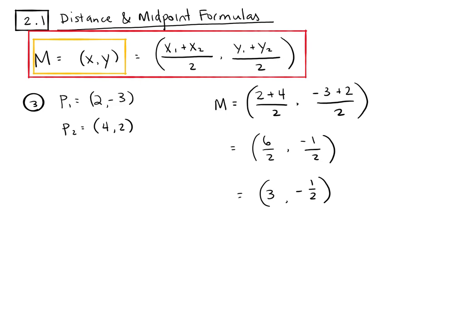And if we plotted them, we would see that that is the point right in the middle. So we can plot the 2 points. P1 is at 2, negative 3. P2 is at 4, 2. And if we sort of think about where the midpoint is, it's at 3, negative 1/2. That makes a lot of sense.